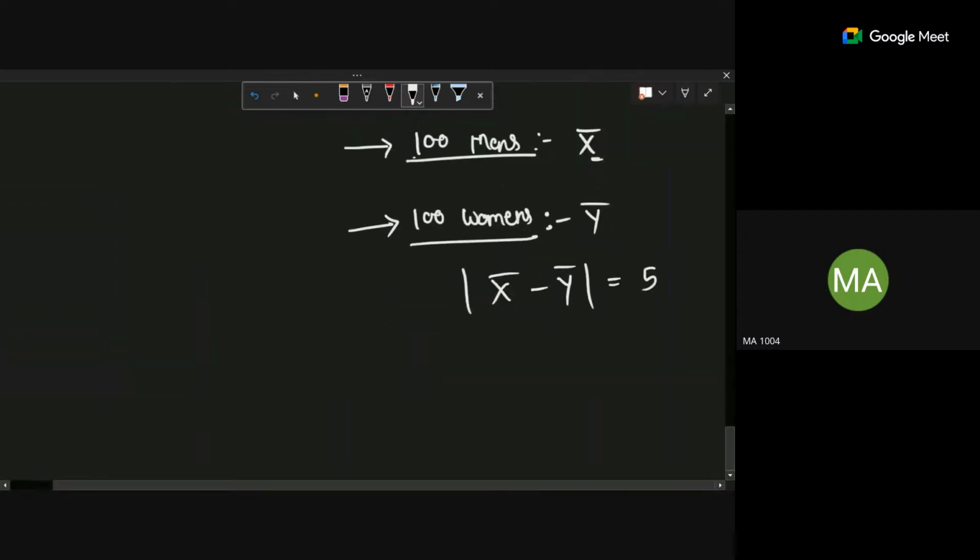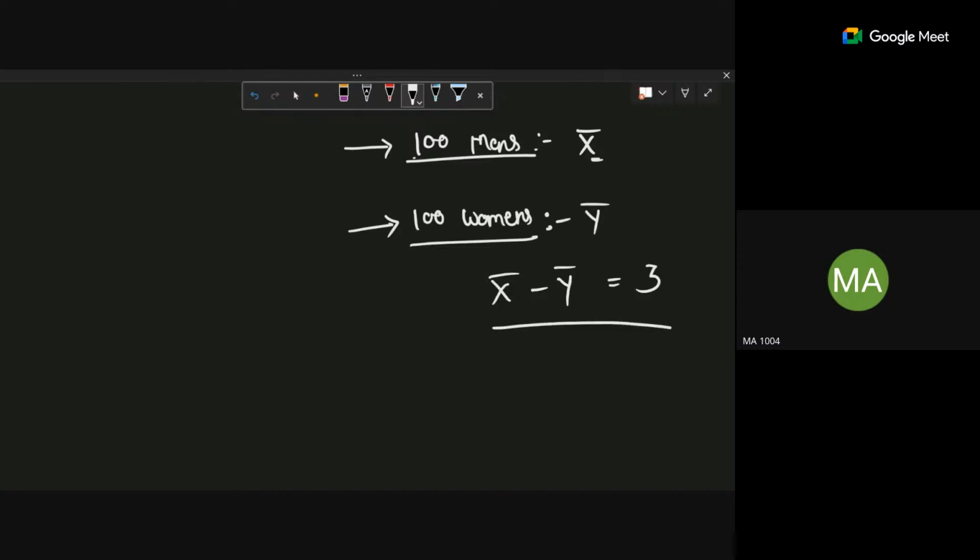Will you conclude from the sample of 100 men and 100 women, in this particular question, where the difference is 3? They say that men are spending more time on social media, right? X bar minus y bar was given as 3. That means the average time of 100 men spent on social media and the average time of 100 women spent on social media, hours per week, the difference is 3 hours.